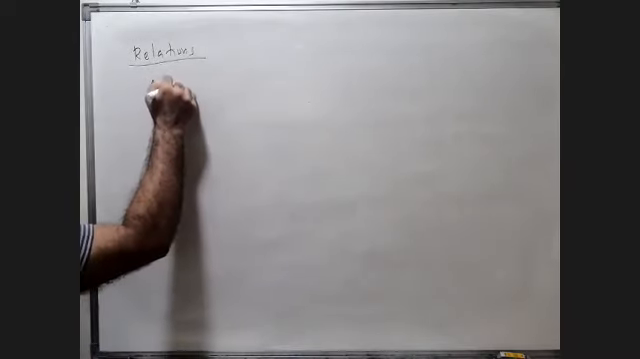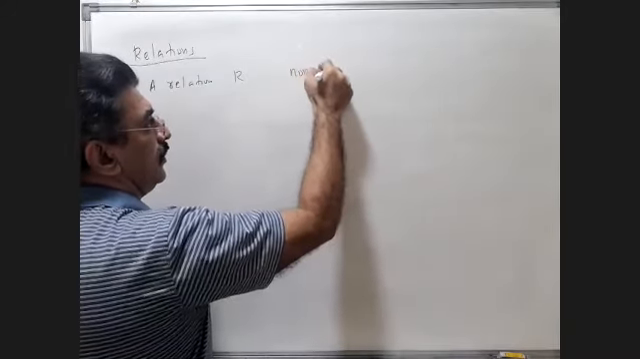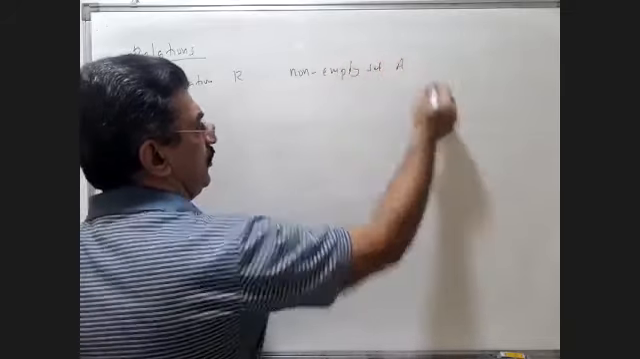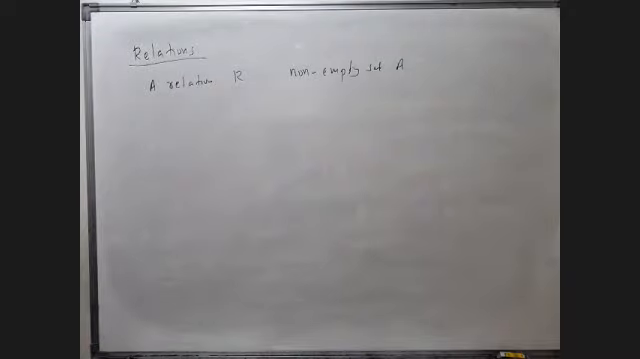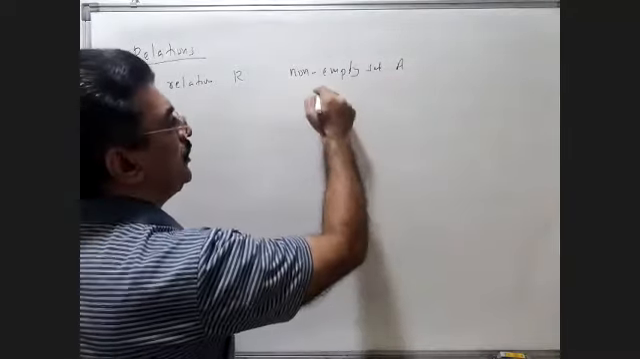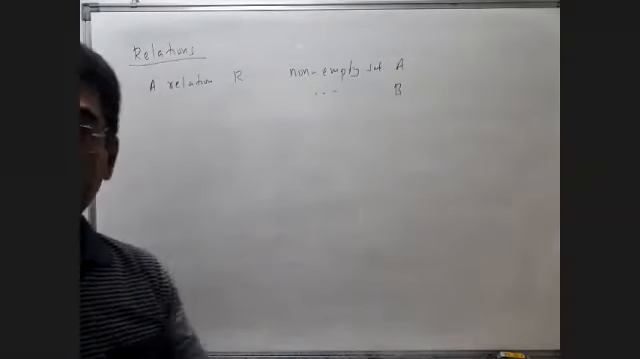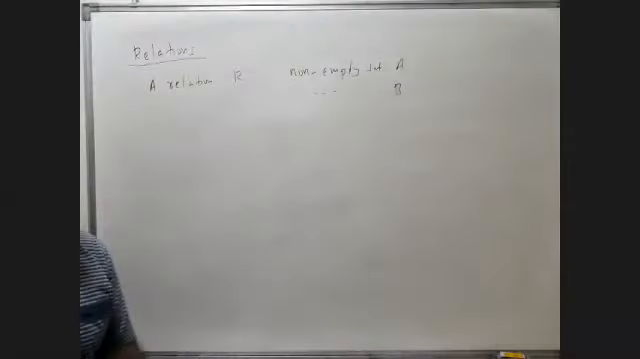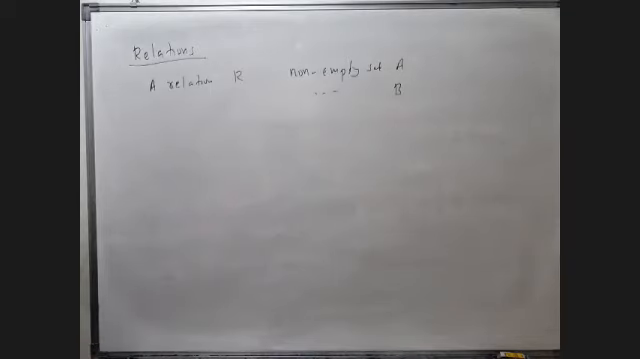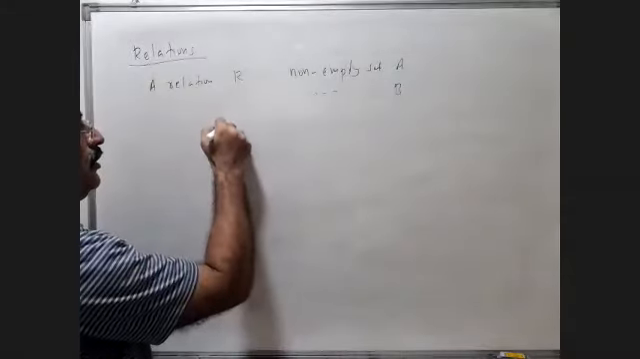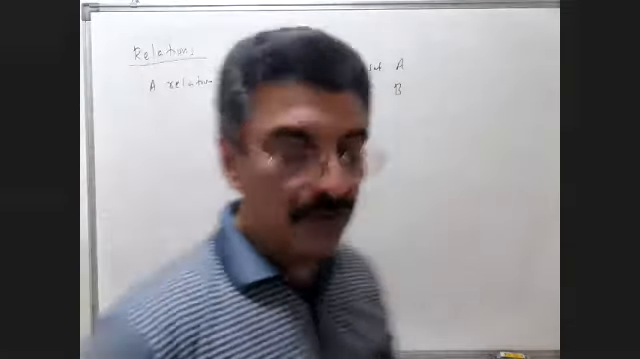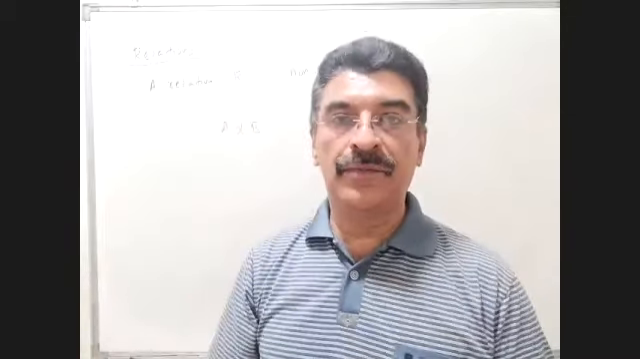A relation R from a non-empty set A to a non-empty set B is a subset of A cross B. A relation from A to B, where A and B are non-empty sets, is a subset of A cross B.